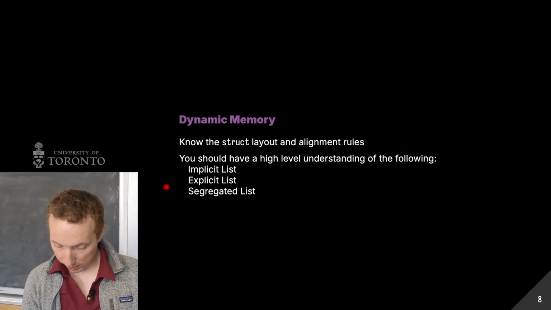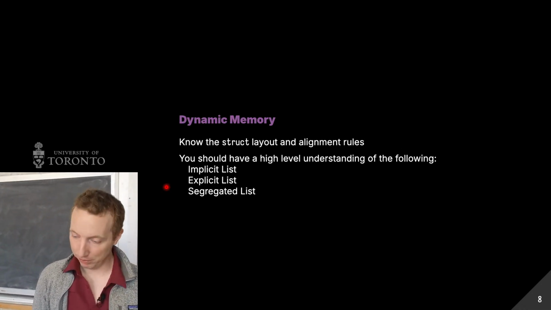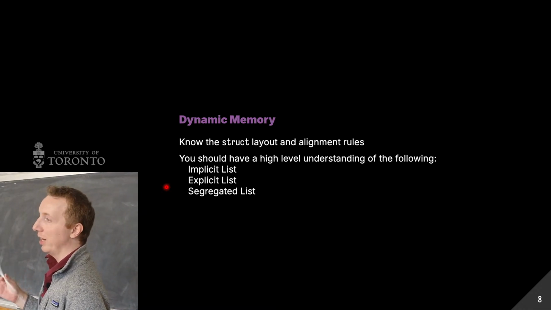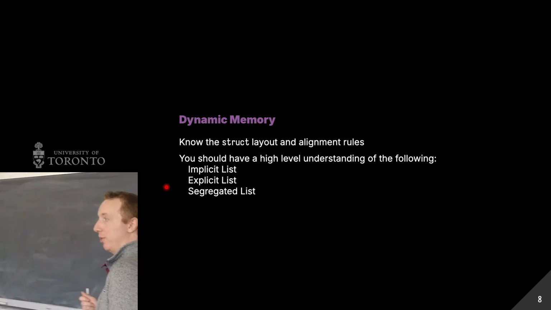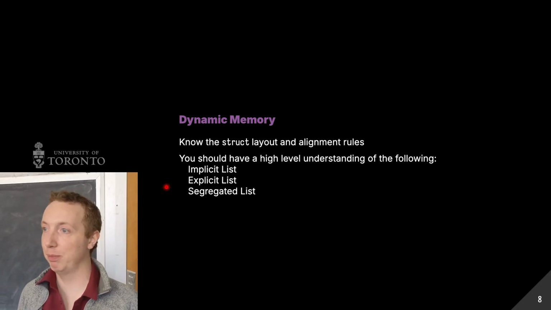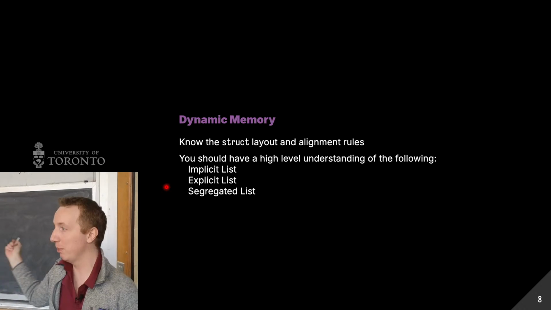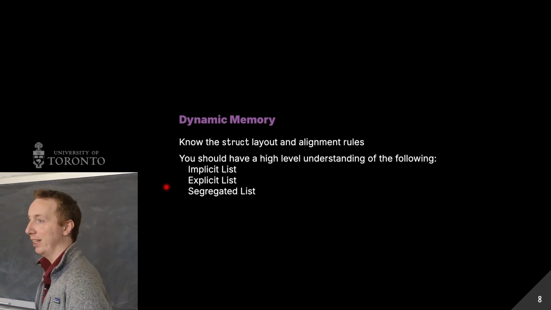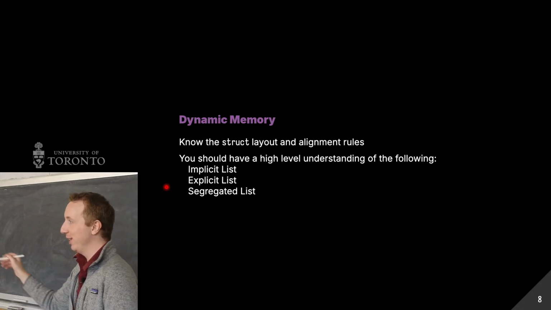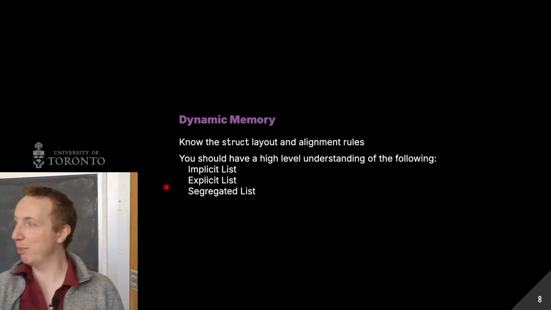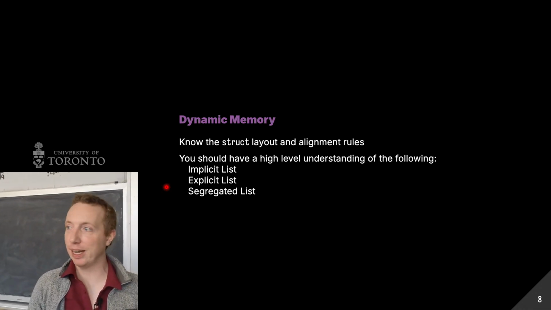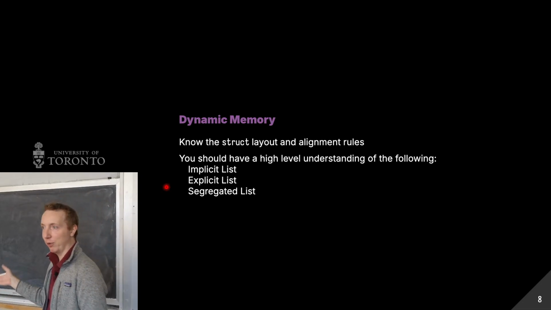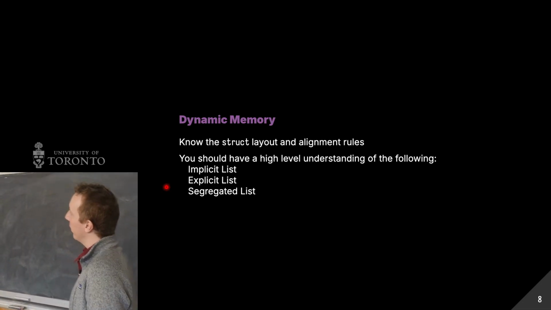The next thing, dynamic memory. The only important things to know are the struct layout and alignment rules. If I give you a struct with a bunch of data, you should be able to tell me exactly how it's laid out in memory. You don't have to draw byte for byte. You'll probably be given handy little boxes you can fill in, and then you might be asked to make it better: what's a better way to organize things in the struct such that everything fits?